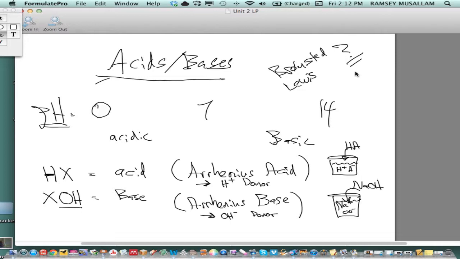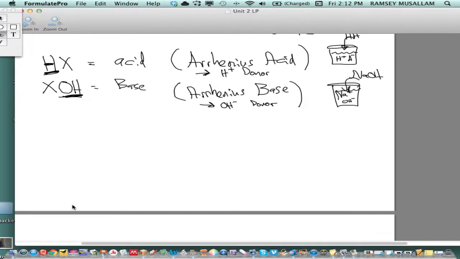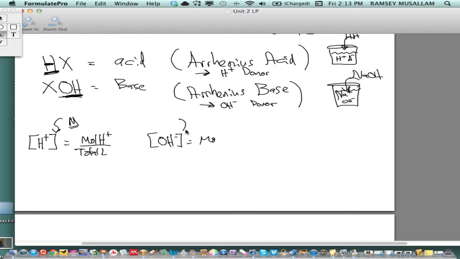Now, what Arrhenius developed was a way to relate the pH to the concentration of H+ and the concentration of OH-. So let's look at that. What's concentration? Molarity. So if I say H+ concentration, that means the moles of H+ divided by what? Yes, brackets mean molar. Not just liters, but total liters of solution.